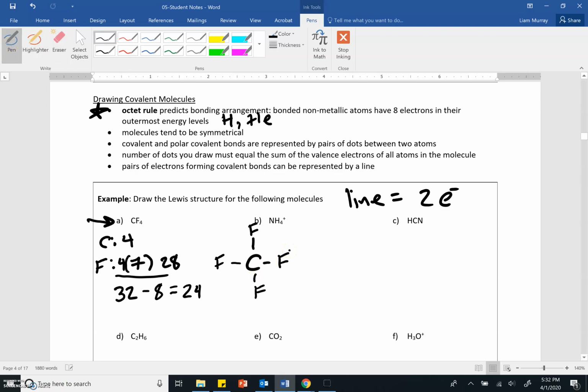Now I want to start putting my remaining valence electrons around the fluorines. So I can just start placing them: 1, 2, 3, 4, 5, 6. Is this fluorine happy? 2, 4, 6, 8. It's good. I've placed 6 on each of the four fluorines, so I've used 24. Stable octet, stable octet, stable octet, stable octet. So this molecule is good and happy.